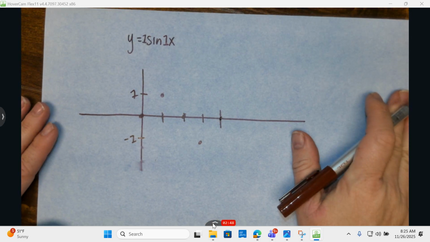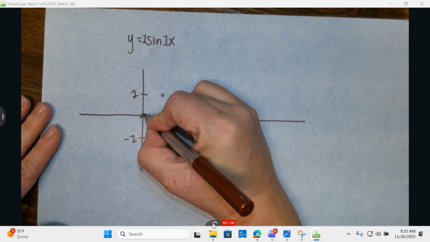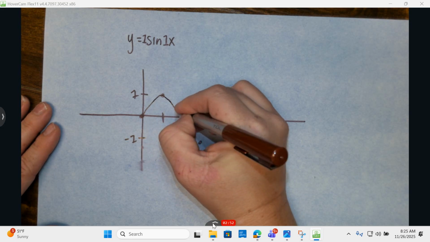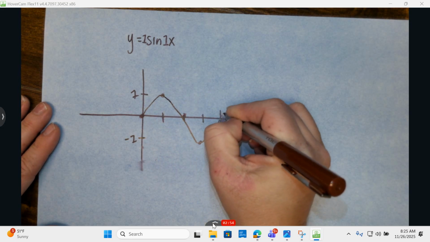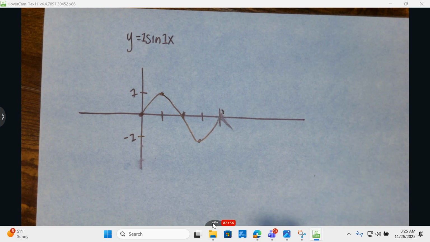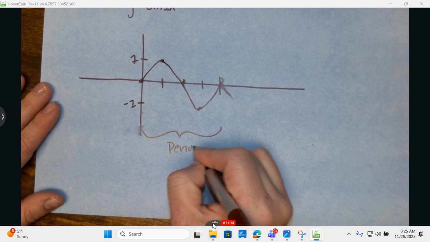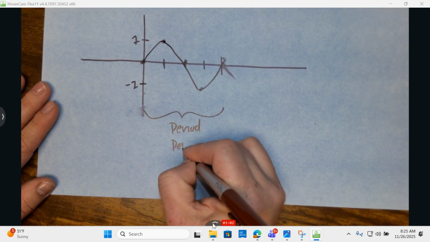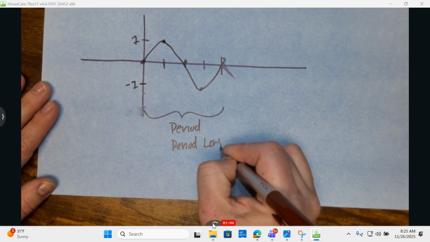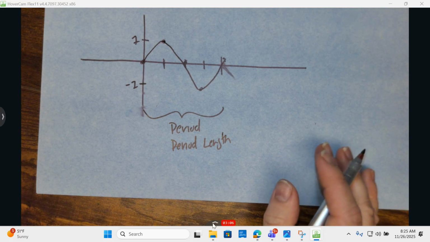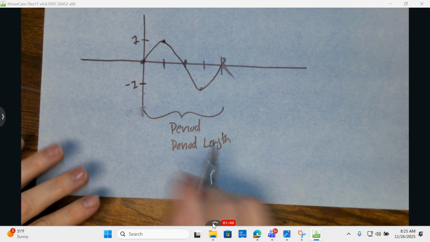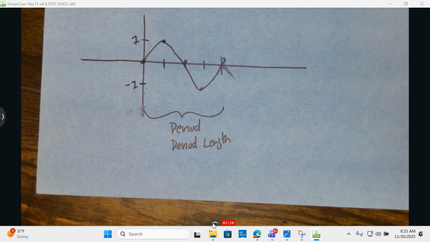Now, when you connect these, you're not going to make a sharp point. This is going to be a curve. This is one cycle. We call one cycle either one of 2 words, depending on who the author of your math book is. It's either going to be referred to as the period length or simply abbreviated as the period. And that means how long is one cycle.